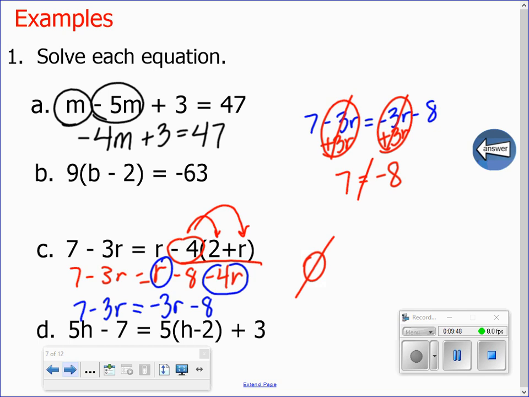Okay? If we're looking at the bottom one, we would end up with the same thing on both sides. We would have negative 7 left on both sides, and so this would be a true statement.